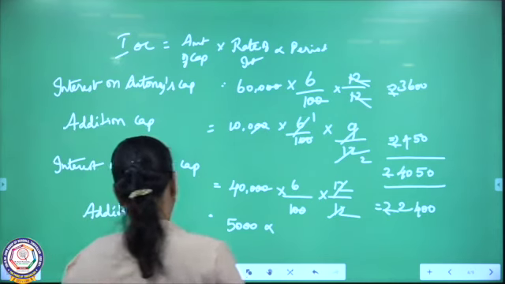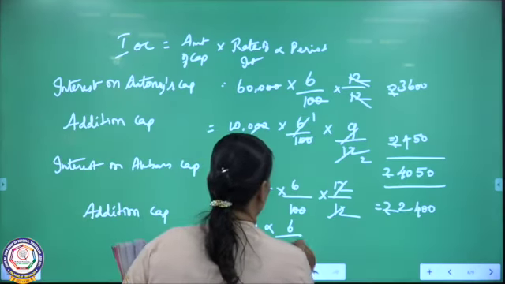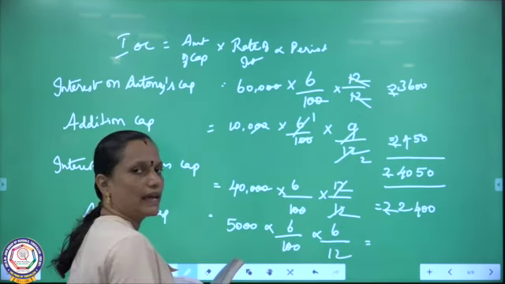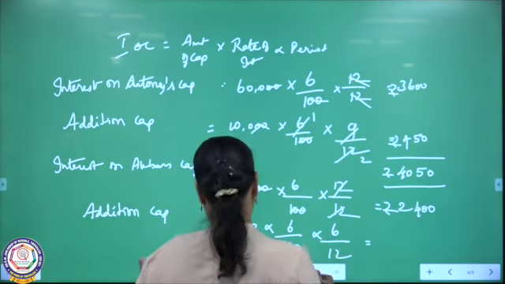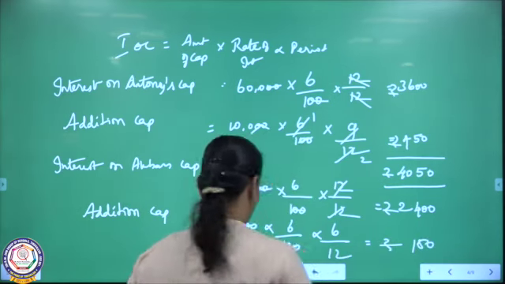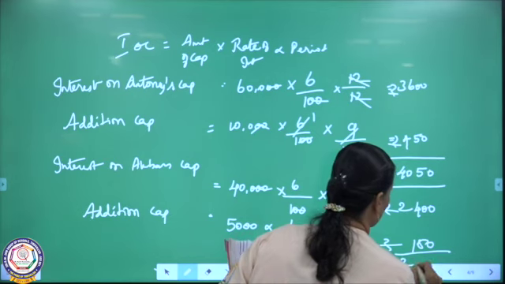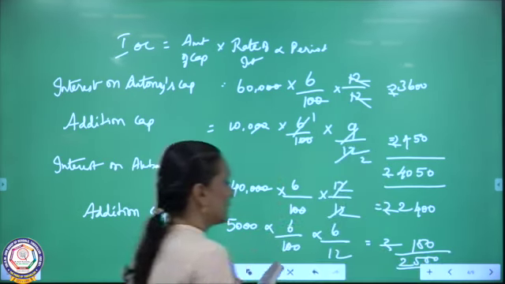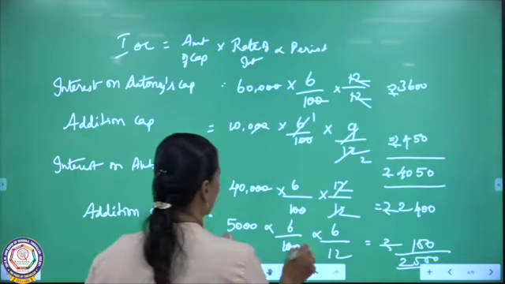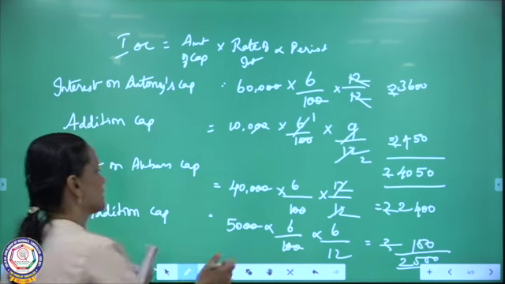Okay. So, what should we do? 5,000 into 6 by 100... into 6 by 12. Okay. So, we have to calculate like this. How much will you be getting? Rupees 150. So, 2,000... 2,550. Okay. So Akbar also contributed like this.